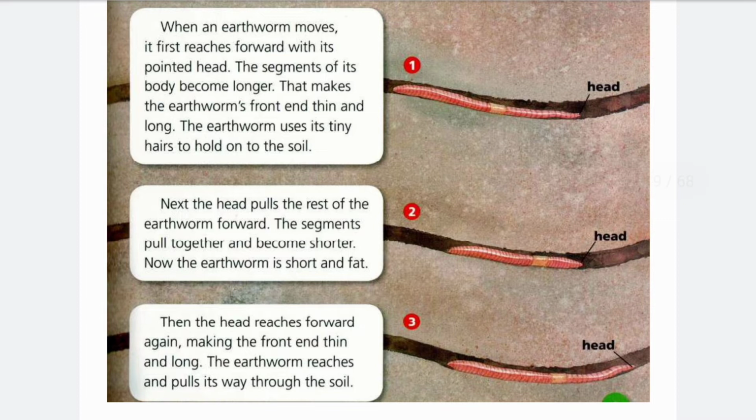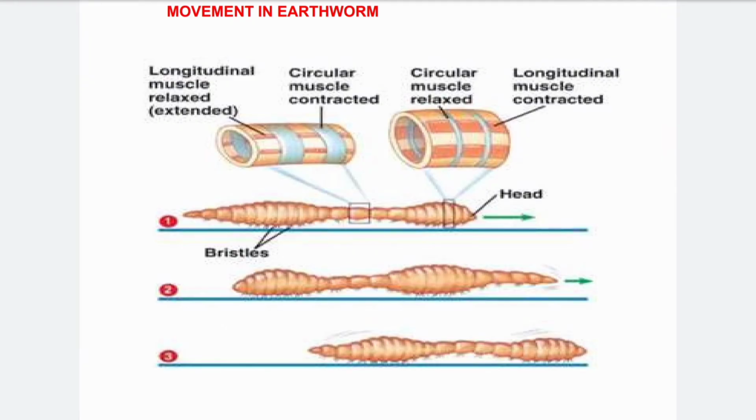When an earthworm moves, it first reaches forward with its pointed head. The segments of its body become longer. That makes the earthworm's front end thin and long. The earthworm uses its tiny hairs to hold onto the soil. Next, the head pulls the rest of the earthworm forward. The segments pull together and become shorter. Now, the earthworm is short and fat. Then, the head reaches forward again, making the front end thin and long. The earthworm reaches and pulls its way through the soil.